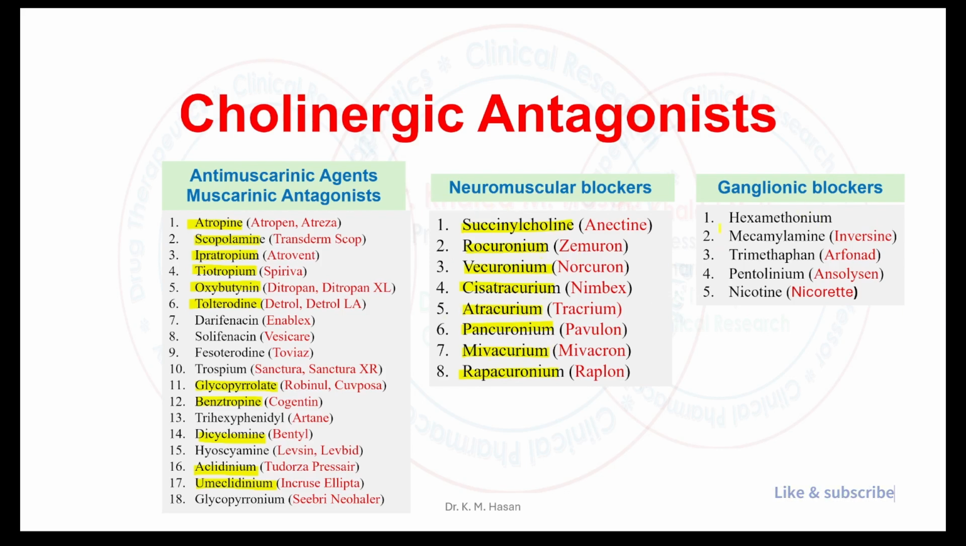Moving to the last group of medications belonging to the cholinergic antagonists, we have the ganglionic blockers. We have nicotine, hexamethonium, mecamylamine, trimethaphan, and pentolinium. But these are not popular in practice. We don't use nicotine as a treatment. We have it for patients who are willing to quit smoking. We can prescribe a nicotine gum or nicotine patch.